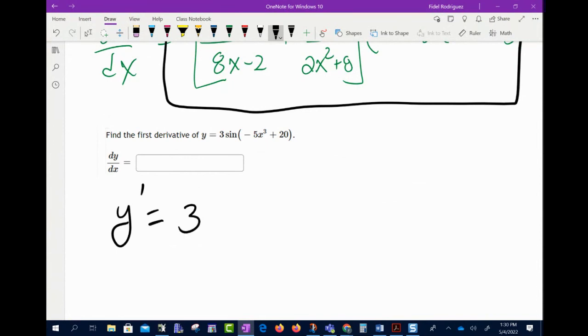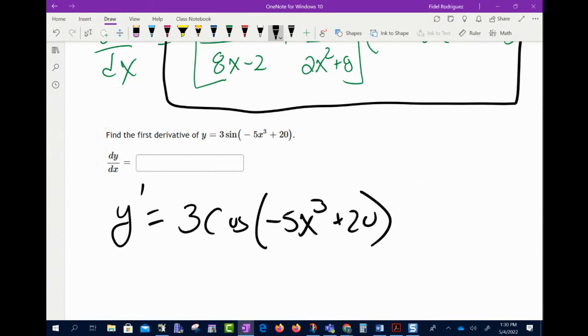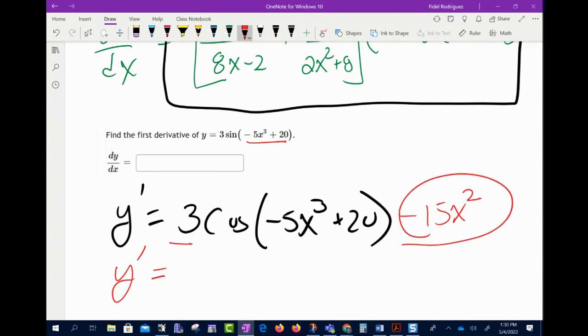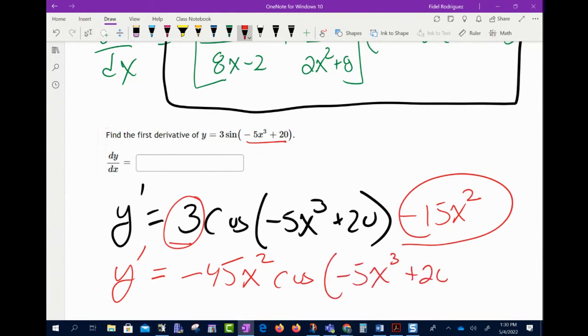It's still going to be 3. What's the derivative of a sine? Cosine of negative 5x to the third plus 20. Now, remember, I still need to take the derivative of my angle. What is the derivative of negative 5x to the third? Negative 15x squared. I'm not going to simplify a whole lot, other than probably putting those two together. The 3 and the negative 15 leave me with negative 45x squared cosine of negative 5x to the third plus 20.